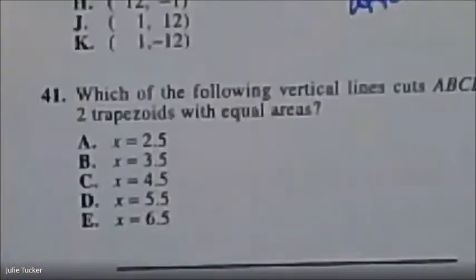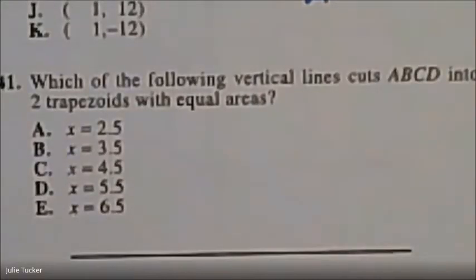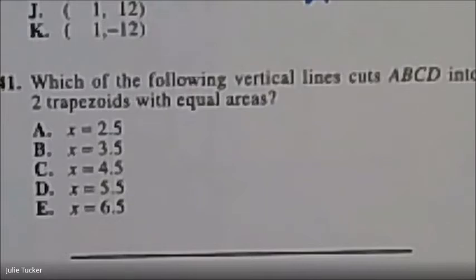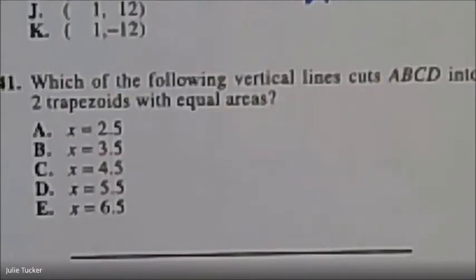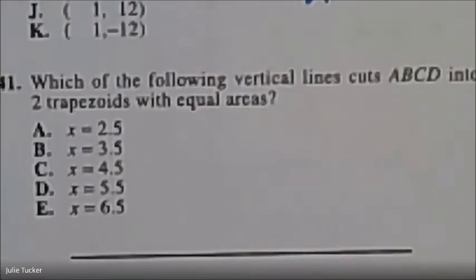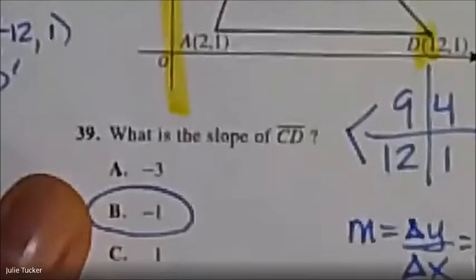Okay, number 41. Which of the following vertical lines cuts ABCD into two trapezoids with equal areas? A vertical line that can cut it into two trapezoids with equal areas. Interesting. All right. That is really a tough question. They've got 2.5, 3.5, 4.5, 5.5, 6.5. But we're going to try and put all of those on here, okay?